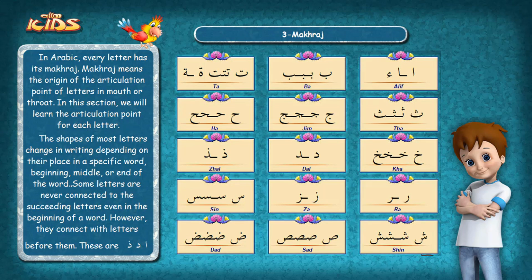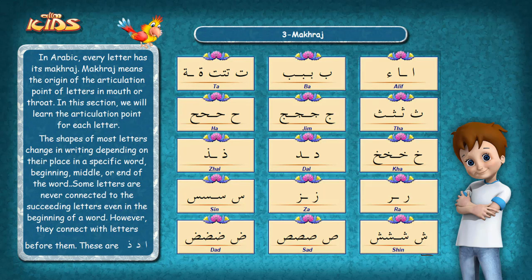Articulation points of letters. Makhraj. In Arabic, every letter has its makhraj. Makhraj means the origin of the articulation point of letters in the mouth or throat. In this section, we will learn the articulation point for each letter.